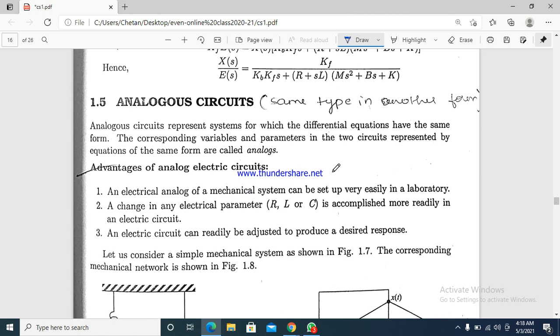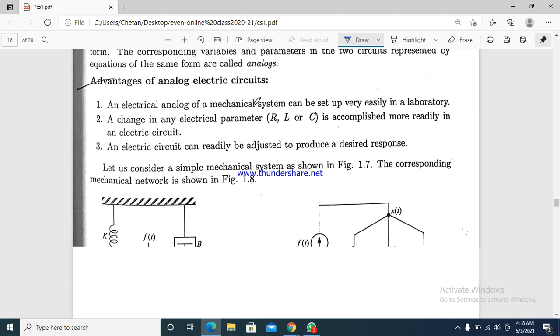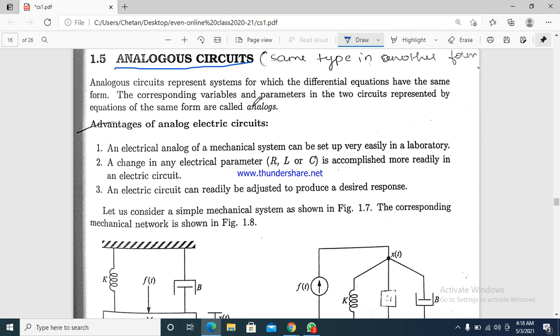Next one is the analogous circuit. In analogous circuit, we will represent one form of circuit into another form. We will see first what is this analogous circuit. Analogous circuit represents systems for which differential equations have the same form. The corresponding variable and parameter in the two circuits represented by the equation of the same form are called analogous. Here we will see what are the advantages of analogous circuit.